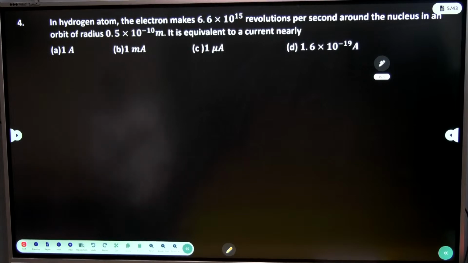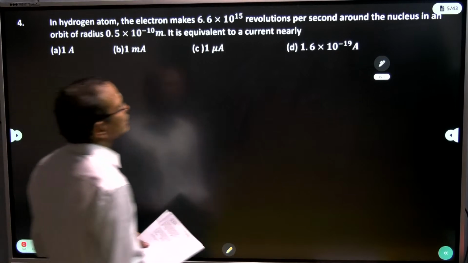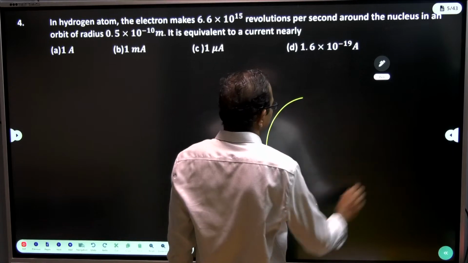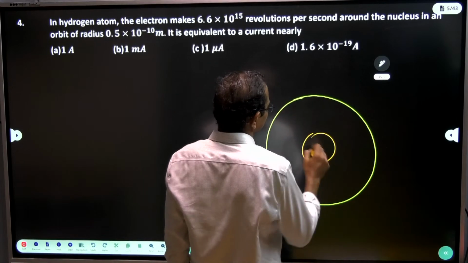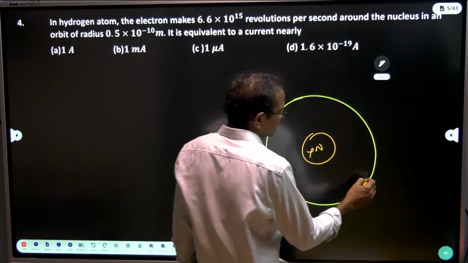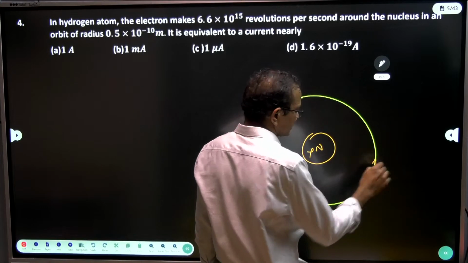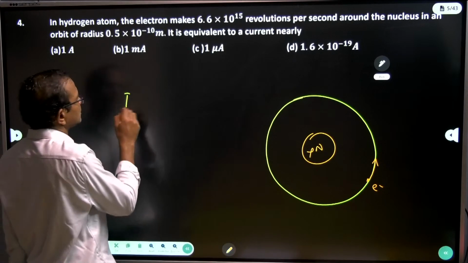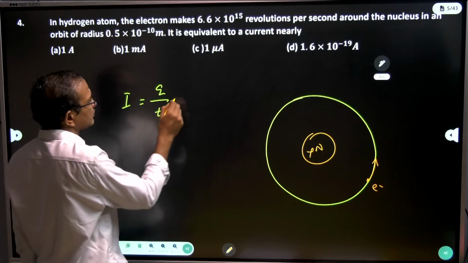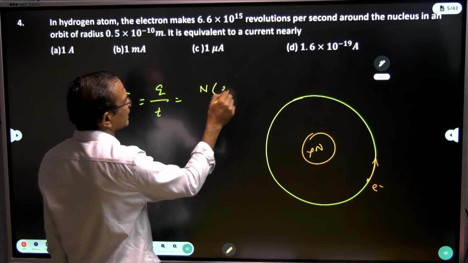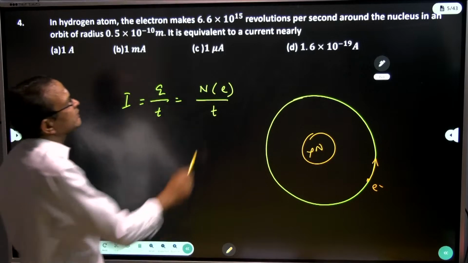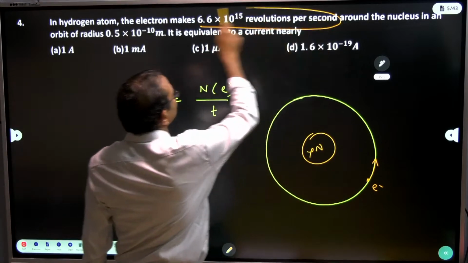In a hydrogen atom, an electron makes so many revolutions per second around a nucleus in an orbit of this many meters. The equivalent current is? So, this is the orbit. This is the positive nucleus. This is an electron which is going like this. What's the current is the question. What's current? Charge by time. N number of electrons by time. Electronic charge by time. So, it's clearly given, so many revolutions per second.